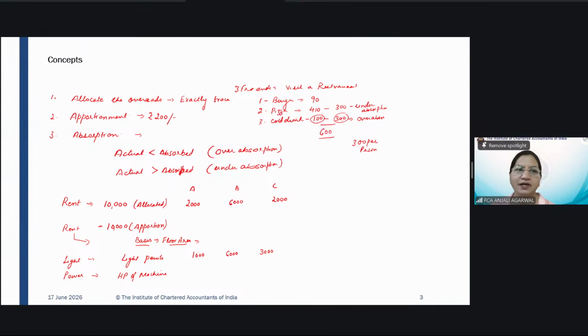However, in allocation and apportionment, exact expenditure is charged in that year. In absorption, they can be actual, can be less or more than the absorbed figure. So they can be over absorption or under absorption. If actual expenses are less than absorbed, there would be over absorption. And if actual expenses are more than absorbed, that means there is under absorption.